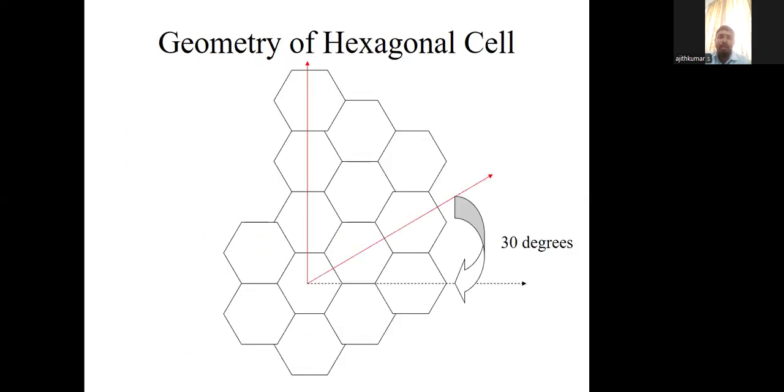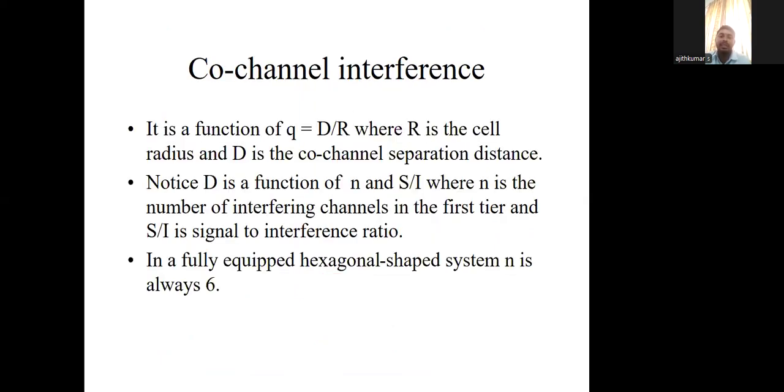See the geometry of a hexagonal cell. There is visibility at 30 degrees. See the co-channel interference, it is a function of Q equals D divided by R, where R is the cell radius and D is the co-channel separation distance. Note that D is a function of N and S divided by I, where N is the number of interfering channels in the first tier and S divided by I is the signal to interference ratio in a fully equipped hexagonal shaped system. N is always 6.